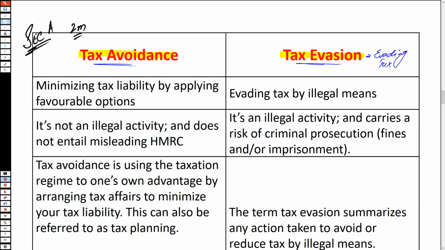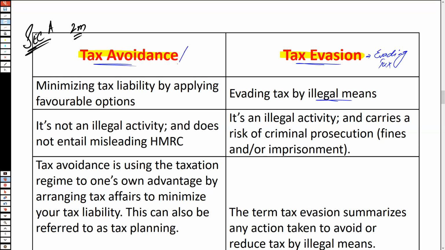You are hiding tax. If you are trying to reduce your tax liabilities by illegal means, it means you are involved in tax evasion, and due to which penalties and fines are applicable upon detection by HMRC. If they find you are involved in any tax evasion, they can fine you, they can impose penalties on you. You means the taxpayers.